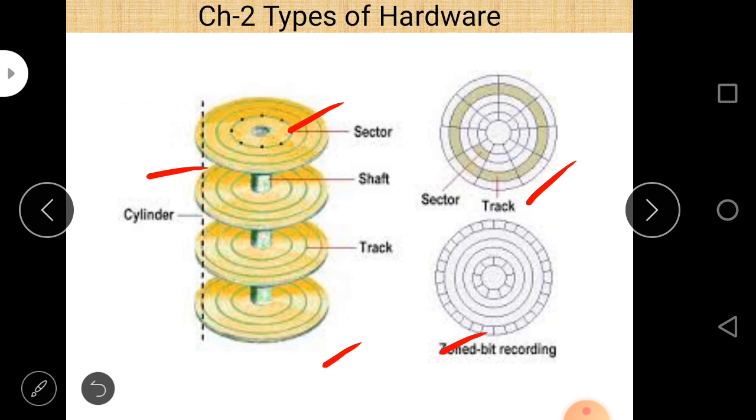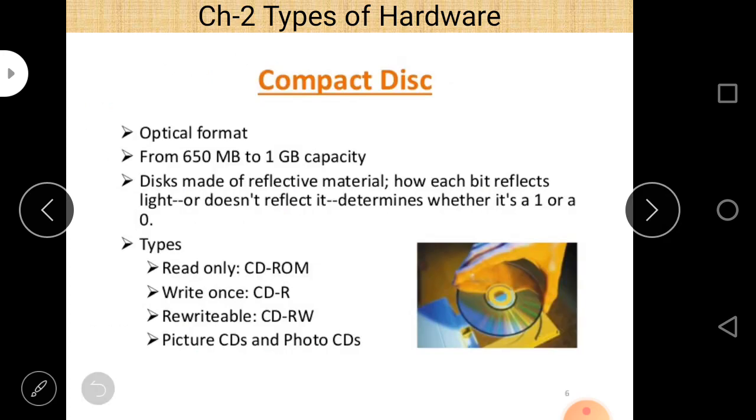Hard disk is a permanent memory, it is a non-volatile memory, and data is saved permanently on this hard disk, and data is stored in magnetic form. So both in floppy disk and in hard disk, data is stored in magnetic form. That is a basic diagram of hard disk. Next is compact disk.